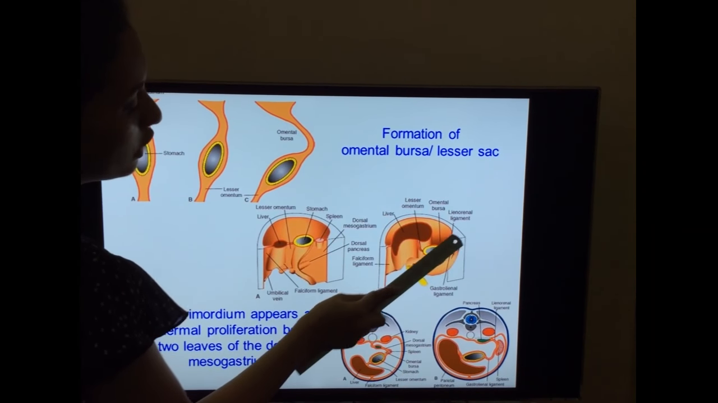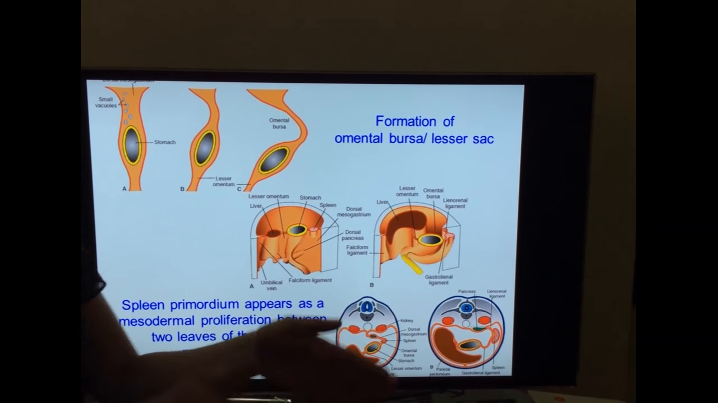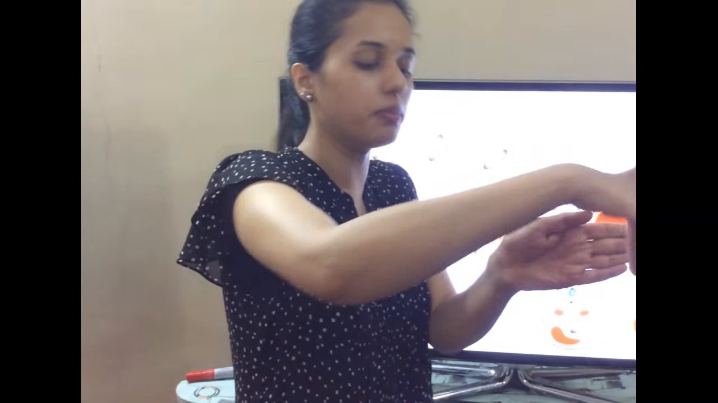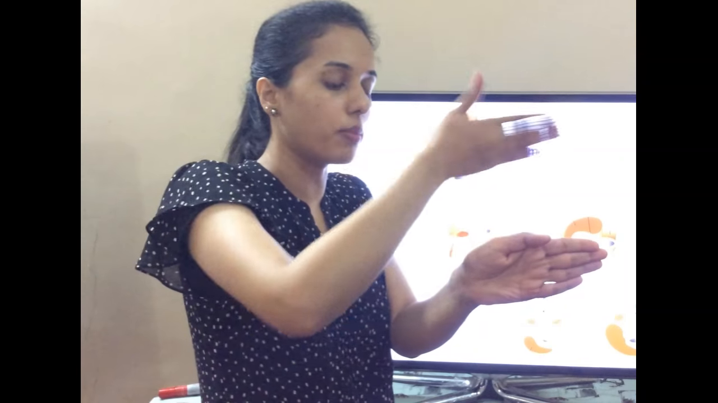So the posterior leaf, because as I told, the peritoneum has two layers, the anterior leaf and the posterior leaf. Initially the spleen will be developing in between these two leaves, and the posterior leaf initially will be attached to the posterior abdominal wall. Since there will be development of the kidney behind the posterior leaf, the left kidney develops here. So this posterior leaf will no longer be in connection with the posterior abdominal wall.